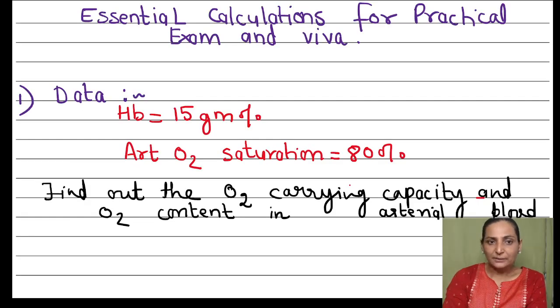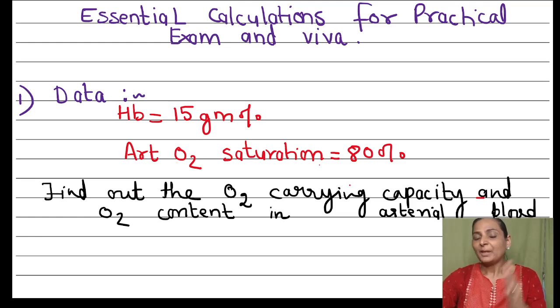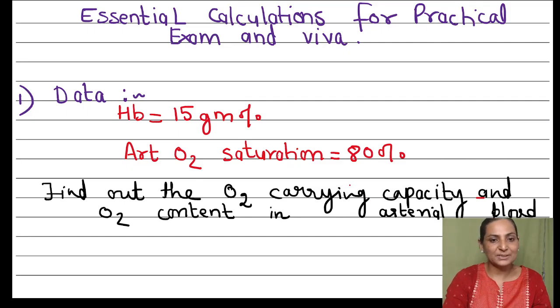Now let's get started. Essential calculations for practical examination and Viva. Now, for example, you are given the data where hemoglobin is 15 grams and arterial oxygen saturation given is 80%. This could be any value. What is important, that formula should be known to you and the unit should be known to you. So find out the oxygen carrying capacity and the oxygen content in the arterial blood, and the values are given.